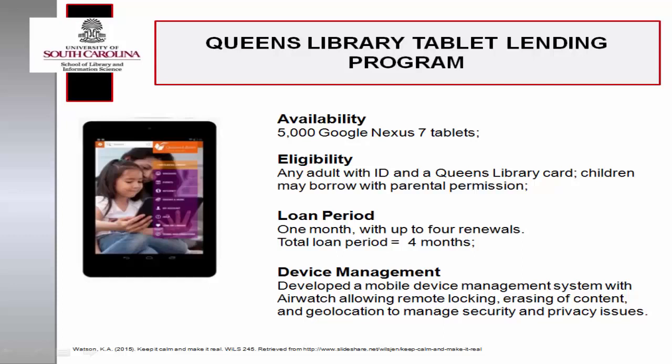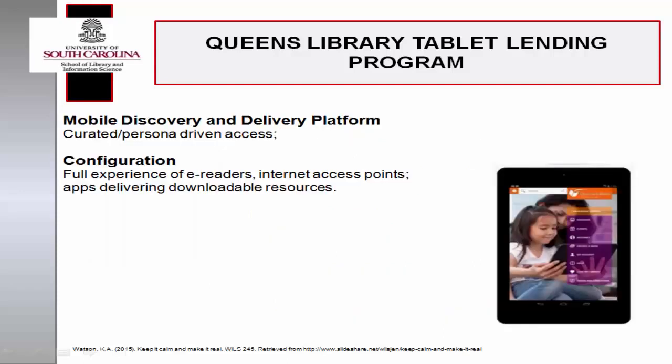Queens Library developed a device management system in partnership with AirWatch that allows remote locking, erasure of content, and geolocation of devices to manage security and privacy issues. The mobile discovery and delivery platform was customized for curated persona-driven access to Queens Library resources with or without Wi-Fi access. The interface was standardized to ensure that library members and library staff experience working with a similar device.